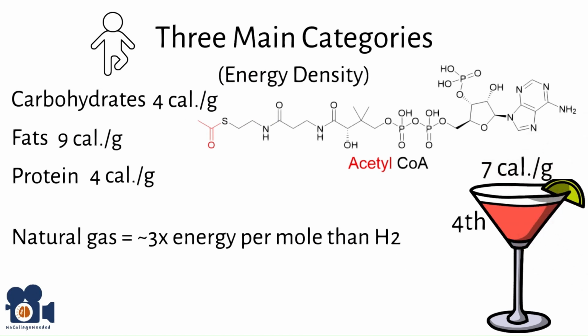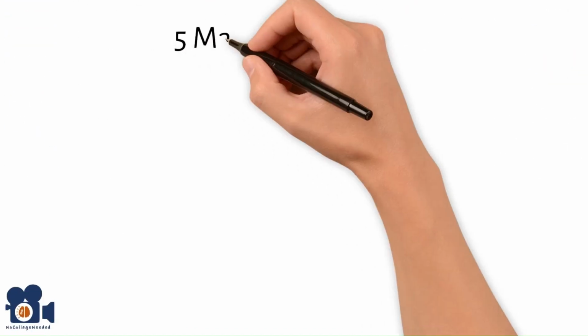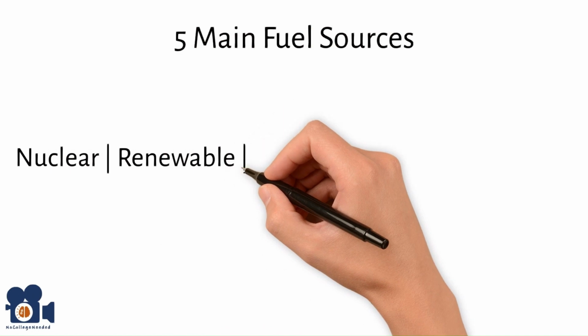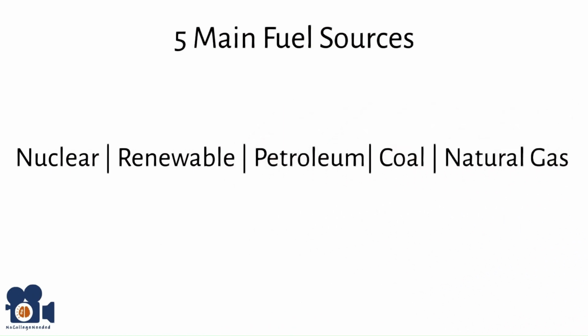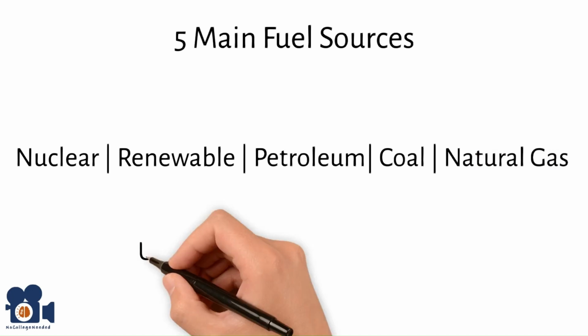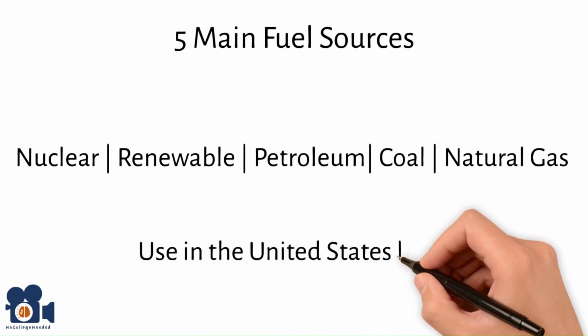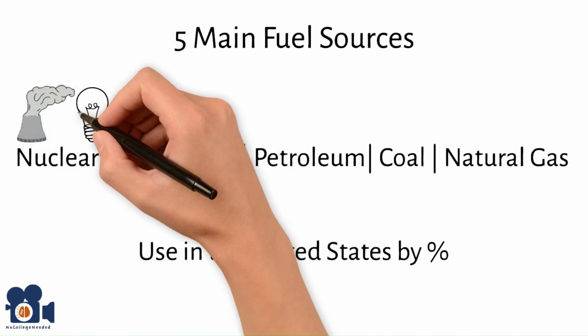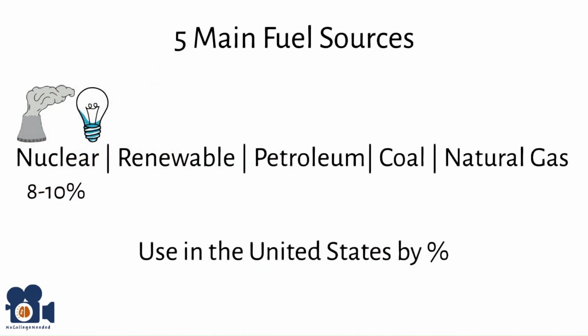Now onto the fuel that powers our lives. There are 5 main sources of fuels that humans use for energy. They are nuclear, renewable, petroleum, coal, and natural gas. To get a better grip on their utilization, let's look at a rough estimate of their use in the United States by percentages. Nuclear energy, used almost exclusively for electric power generation, accounts for about 8 to 10%.